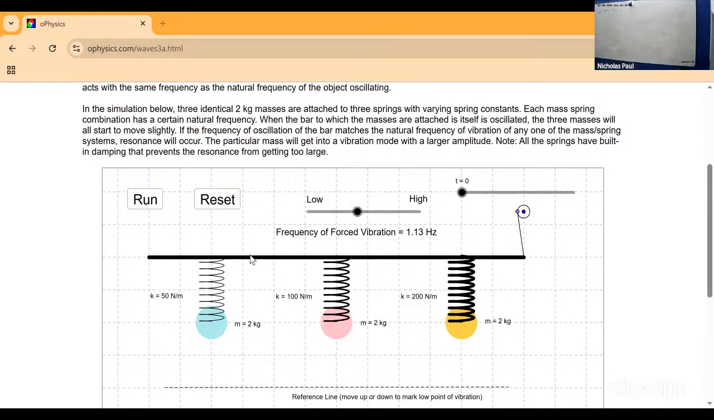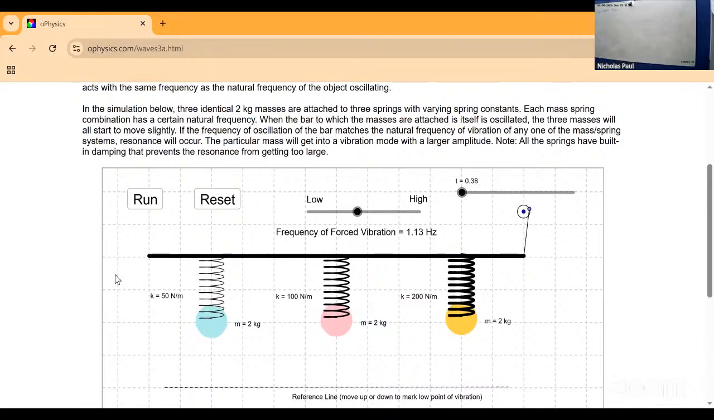When this bar here matches the frequency of one of these, you will see the oscillation start to get larger. Right? So we're going to try to observe that here. The particular mass will get into a vibration mode with a larger amplitude. Note, all of the springs have built-in damping that prevents the resonance from getting too large, right? So watch it here.